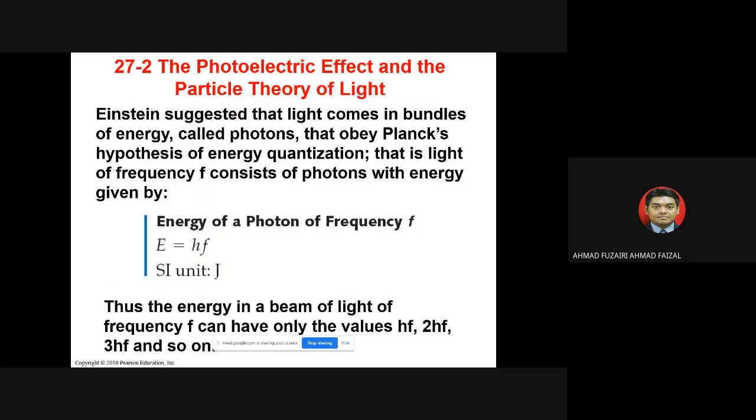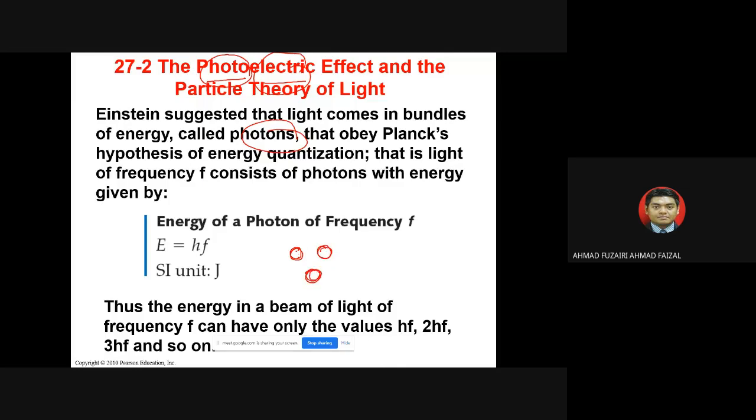Okay, so this is the photoelectric effect and the particle theory of light, suggested by Einstein. Einstein got his physics Nobel Prize using this photoelectric effect. So what is the photoelectric effect? It comes from the words photo and electric: photo means light, electric means electricity. Einstein suggested that light comes in bundles of energy called photons, meaning light is like a particle.